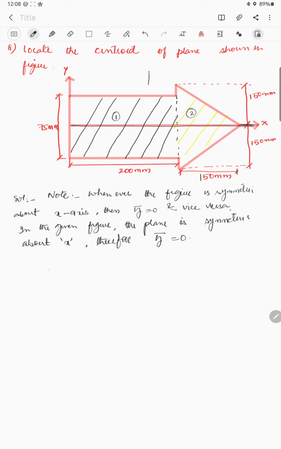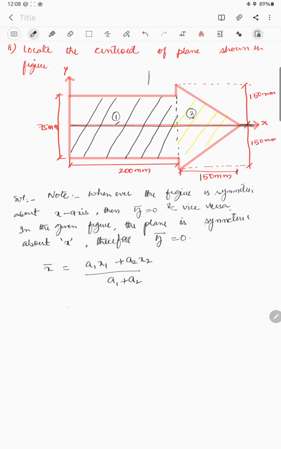Our formula for x bar is equal to a1 x1 plus a2 x2 divided by a1 plus a2. This is the formula for our centroid. How many figures are there? 1 and 2. That is why a1 x1 plus a2 x2. If we have 3 figures, then it is a1 x1 plus a2 x2 plus a3 x3 divided by a1 plus a2 plus a3, like that.